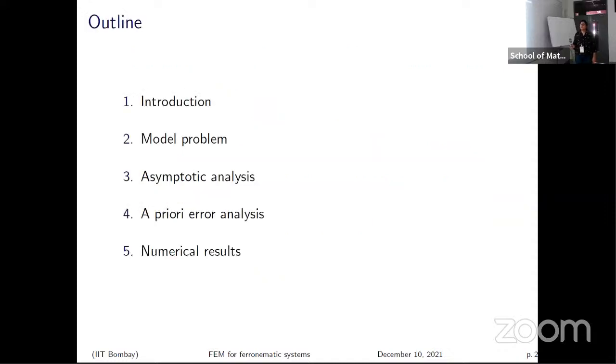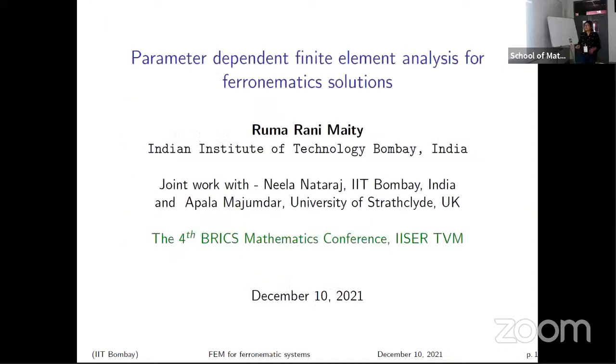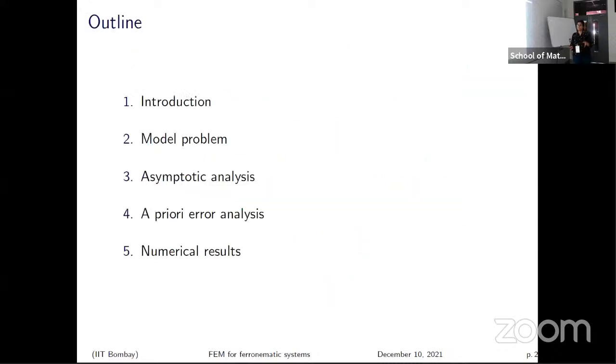Here is the outline of my talk. As the title suggests, we are going to discuss ferronematic systems. A ferronematic system is a colloidal suspension of magnetic nanoparticles in a nematic liquid crystal. First, we are going to briefly discuss what a liquid crystal is, in particular what nematic liquid crystals and ferronematic systems are.